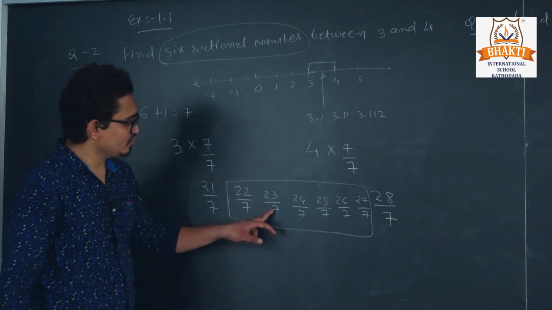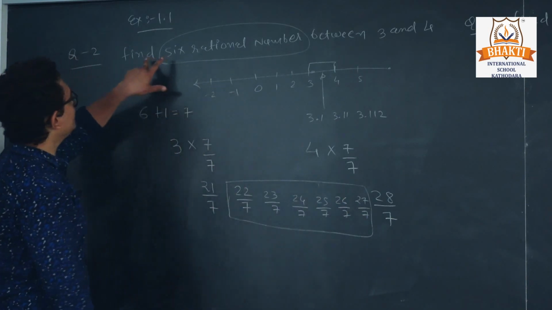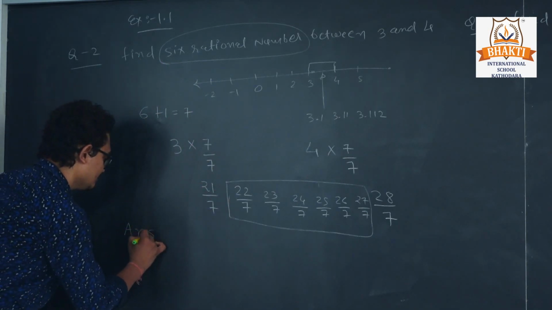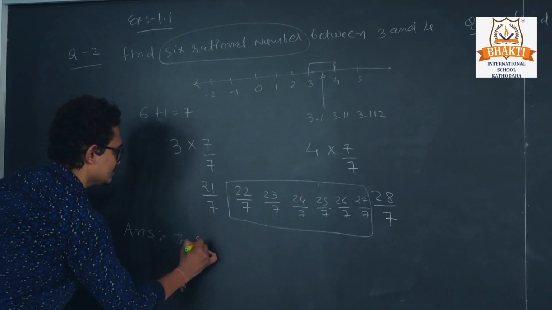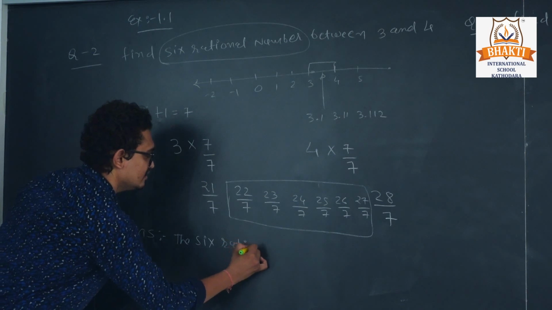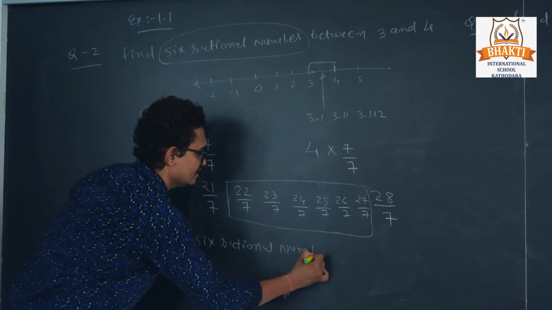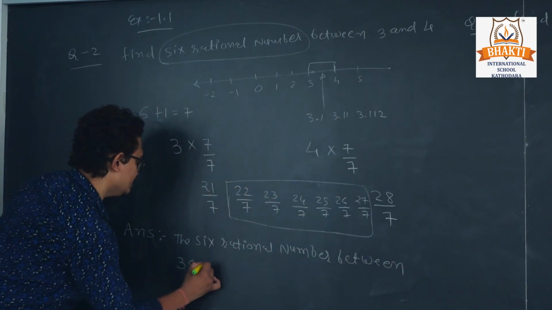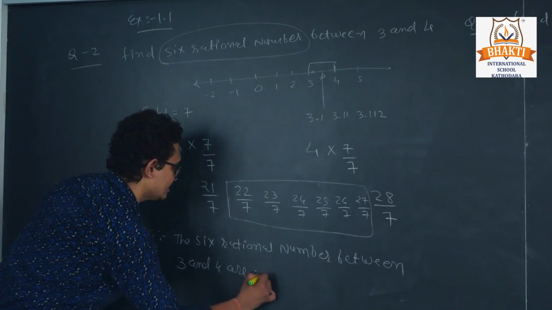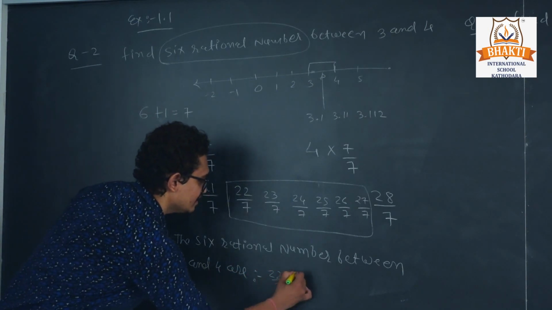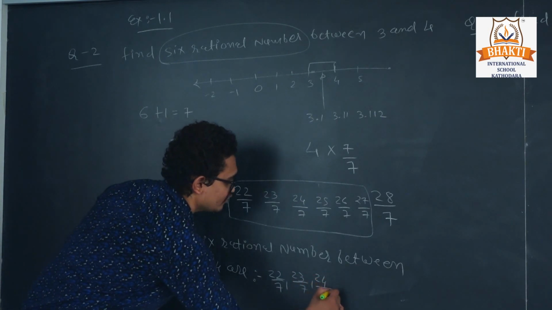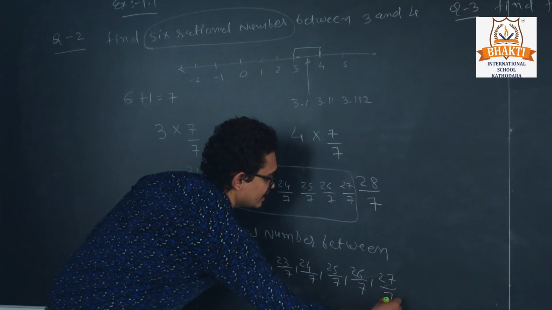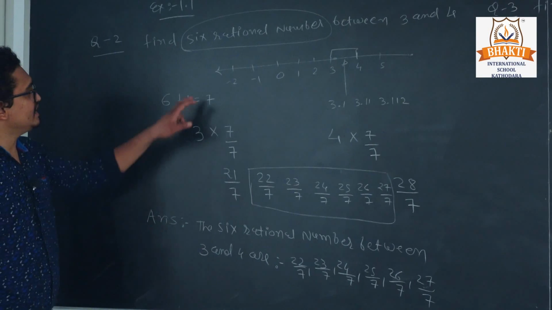We have 1, 2, 3, 4, 5 and 6. We need to find 6 rational numbers. So the answer is: the 6 rational numbers between 3 and 4 are 22 by 7, 23 by 7, 24 by 7, 25 by 7, 26 by 7 and 27 by 7. So this is the method.